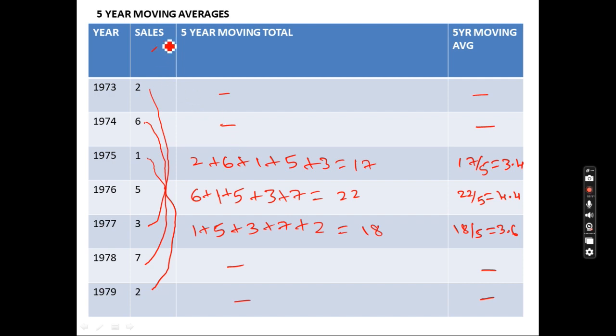Now you know already, these are called actual values. These are called trend values. Okay. Now what do you do?